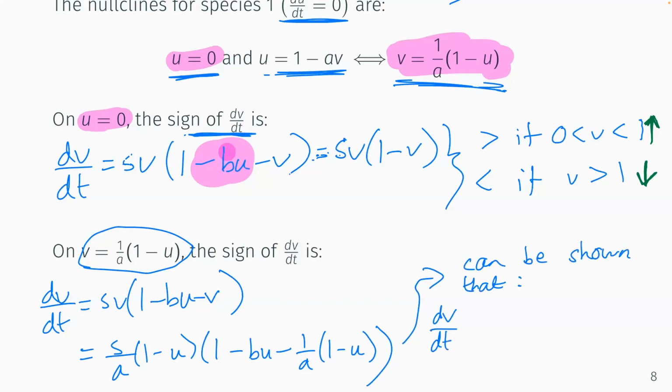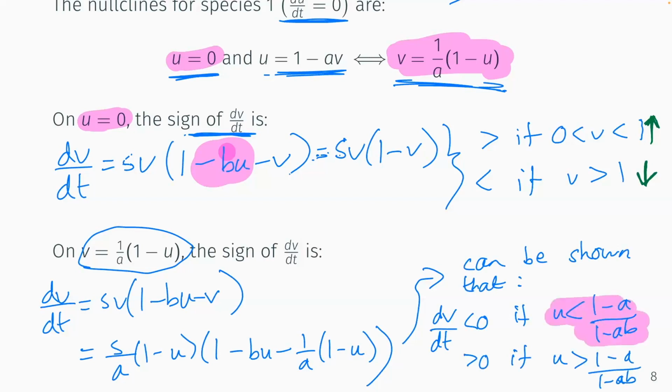In this case, it turns out that dv dt is negative if u is less than 1 minus a over 1 minus ab, and it's positive if u is greater than 1 minus a over 1 minus ab. And that should look somewhat familiar. This 1 minus a over 1 minus ab was my value for u at the coexistence equilibrium. So this is telling me that the sign of dv dt is changing as I move through that coexistence equilibrium.